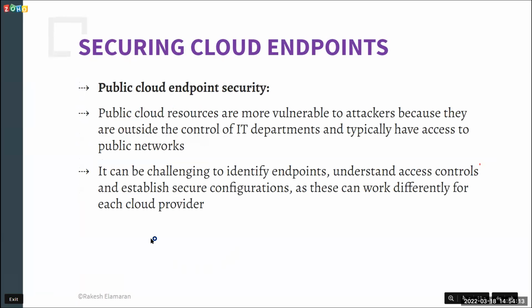And the last topic is securing cloud endpoints. How can you secure public cloud and private cloud endpoints? When it is public, as it is said, it is always a risk, and it is more vulnerable to attackers. Why? Because it is outside of our control, and when it is made public, we will not pay more attention. With that public resource, they will keep escalating privileges, or keep exploiting vulnerabilities, and they will try to access sensitive info. It can be challenging to identify endpoints, understand access controls, and establish secure configurations, as this can work differently for each cloud provider. Even though it is public, it is challenging, because Azure will work one way and AWS will work another way. It depends on the cloud service provider, it will differ a lot, and obviously it is not going to be the same endpoint.